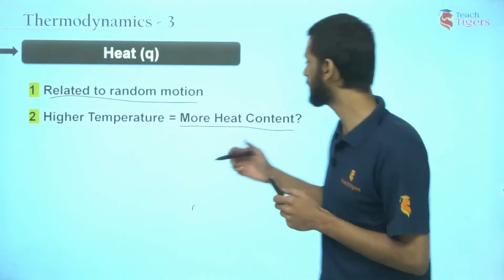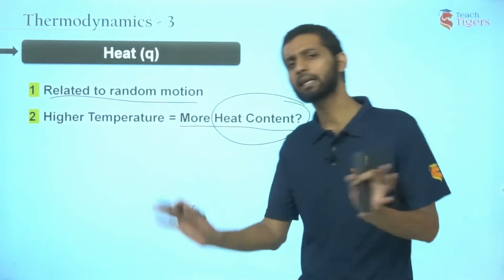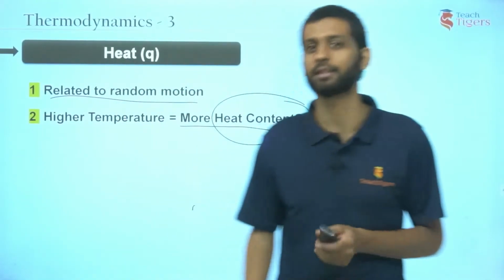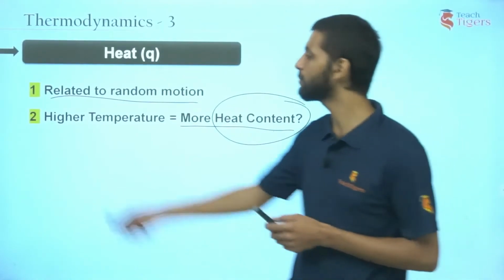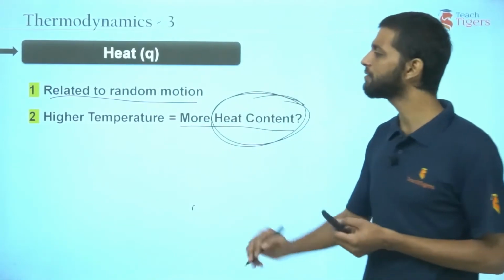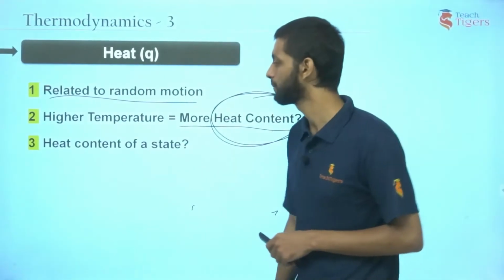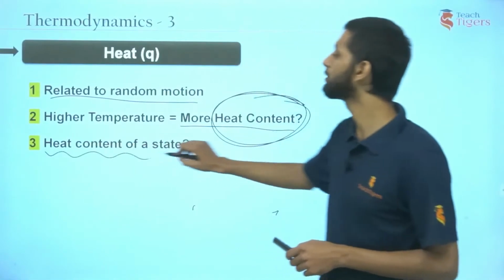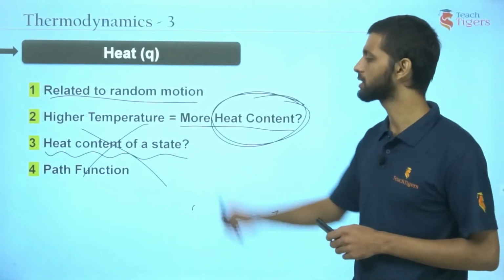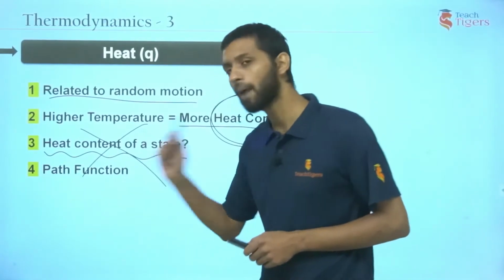But before that, we also have to define what heat content is. And to be honest, the question is moot. There is nothing like heat content. You should not say things like heat of something, or how much heat does something have. So higher temperature does not mean more heat content. More specifically, there is nothing like heat content. We should never say how much heat something has. Heat content of a state cannot be defined. This is not the right thing to say. Heat is a path function. We cannot define heat content of a state because heat is a path function.